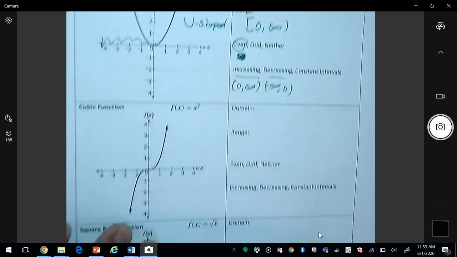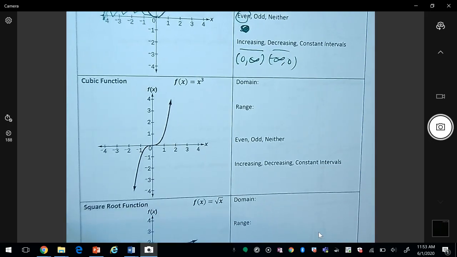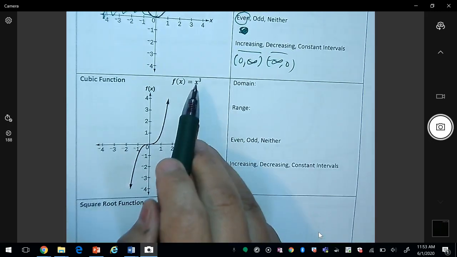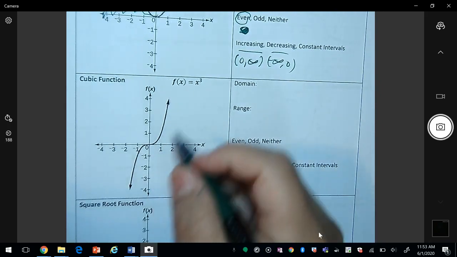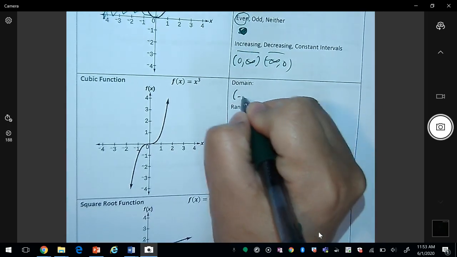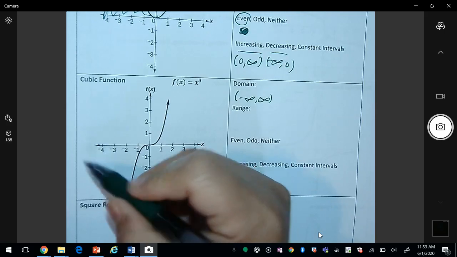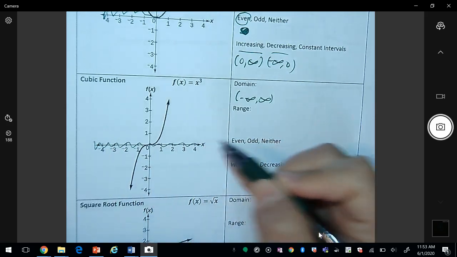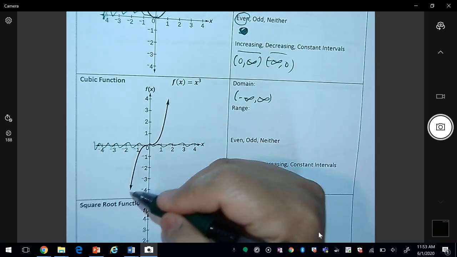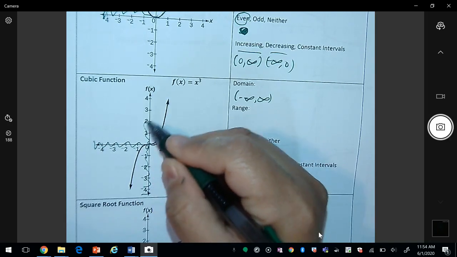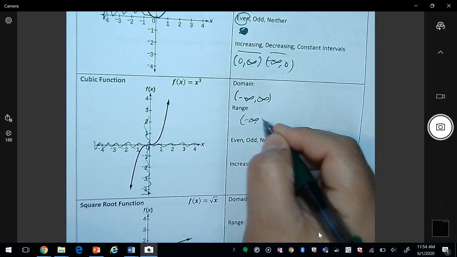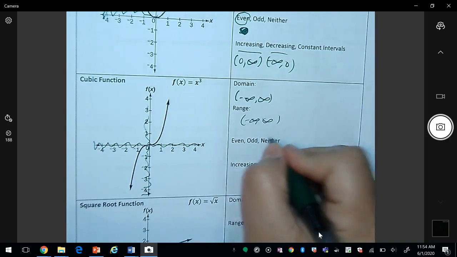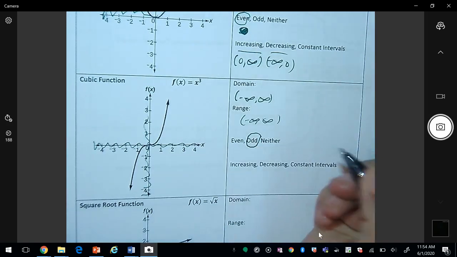The next one's called the cubic function. And it's going to be cubic if the highest exponent is a 3. The domain goes from negative infinity to positive infinity, since I'm using all the x values here. And the range goes from negative infinity to positive infinity. This has symmetry on the origin, so we say that the function is odd.